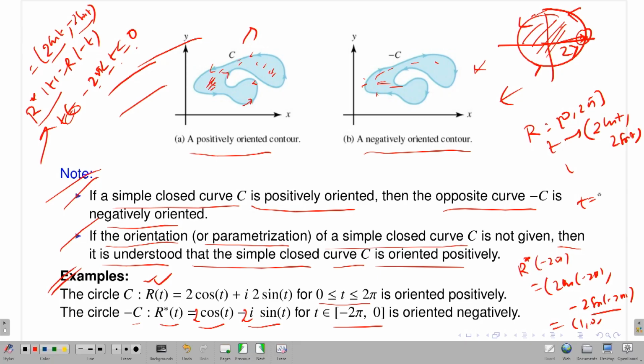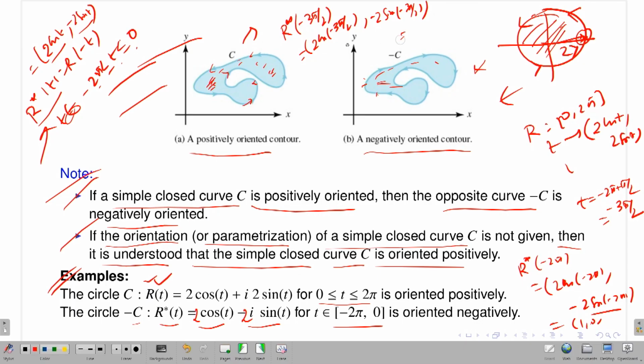So, this should be, now you just take 2 pi plus pi by 2. So, that means this should be what? Minus 3 pi by 2. Okay. Now, if I take t equal to minus 3 pi by 2, you just calculate the value of r star of minus 3 pi by 2. What is that? So, this is 2 cosine of minus 3 pi by 2 and then minus 2 sine of minus 3 pi by 2, right.